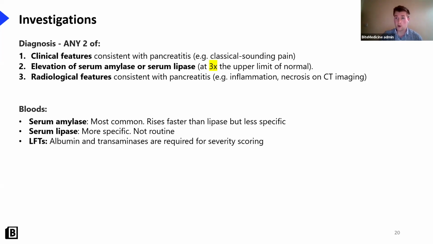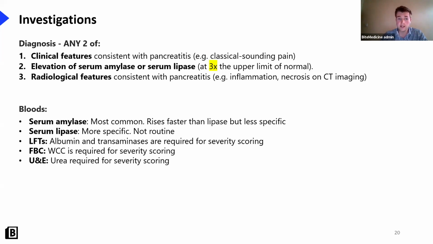Then the old classics, so your LFTs: both albumin and your transaminases are required for scoring the severity of pancreatitis, which we'll be coming on to. And FBC: knowing what the white cell count is in a patient is very useful for severity scoring. It can also tell you if they have some sort of concurrent infection. U&Es, so that's urea and electrolytes. We need urea to actually score our patient's severity.